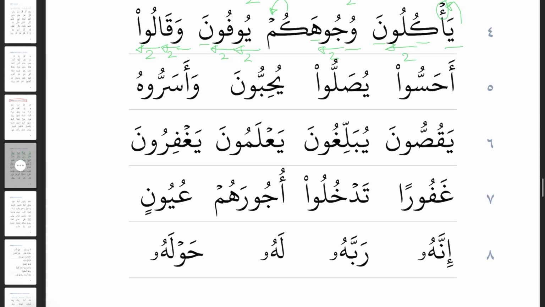Let's carry on. A, has. I have to join into the seen because the seen has the shadda, but then also after that the seen will have a 2 count stretch because of the dhamma and the wow. So the whole of this word, a little bit complicated, but I don't think you're going to struggle too much with it. A, hasu.